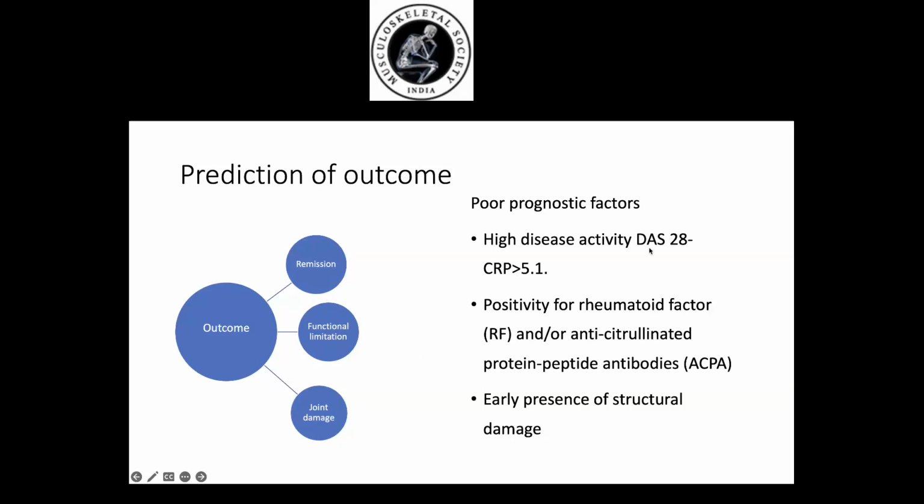So DAS28 CRP 5.1. That's the disease activity score in 28 joints and a CRP. They use a kind of complex calculator to measure what this is. If that's more than 5.1, that's a poor prognostic factor. That's a clinical criterion. Again, positivity for the rheumatoid factor and the CCP antibodies, and as we said, presence of structural change.